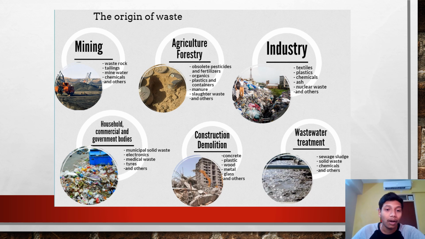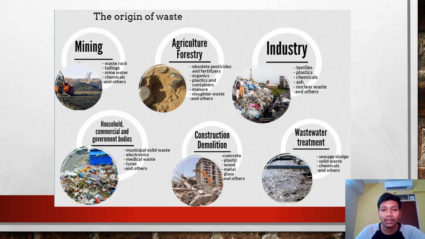Coming to household, commercial, and government bodies. These are commercial wastes which we used to see on roads in day-to-day life. So municipal solid waste and electronic waste, like used wires which are thrown on roads, and medical waste, some syringes and surgical items, and some tires and others come under household, commercial, and government body waste.